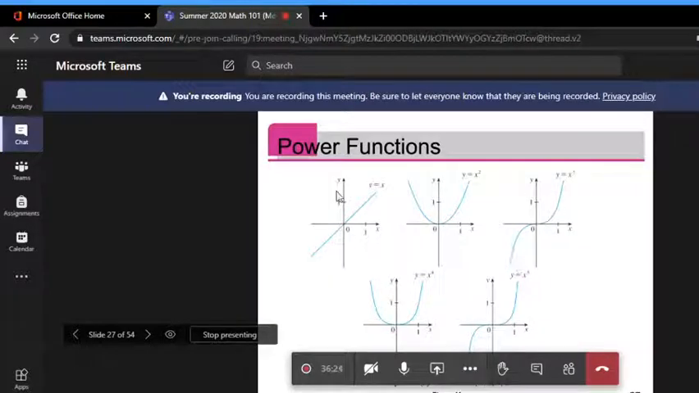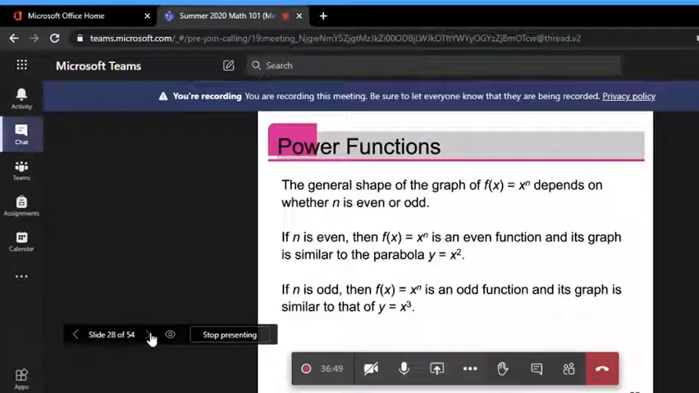So x cubed is symmetric with respect to the origin, and this is an odd function. This is an even function. This is an odd function because it's symmetric with respect to the origin, x cubed. X to the 4 is symmetric with respect to the y-axis. It is an even function again. X to the 5, as you see, is symmetric with respect to the origin. It's an odd function. This is even, this is odd. Okay? You understand? Alright, so these are special when it comes to the power a being positive integers.